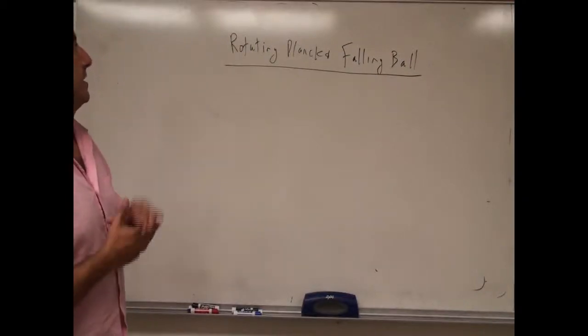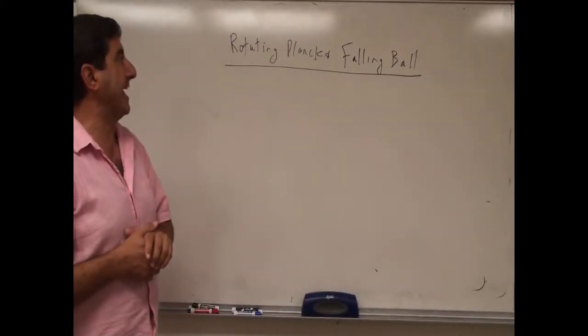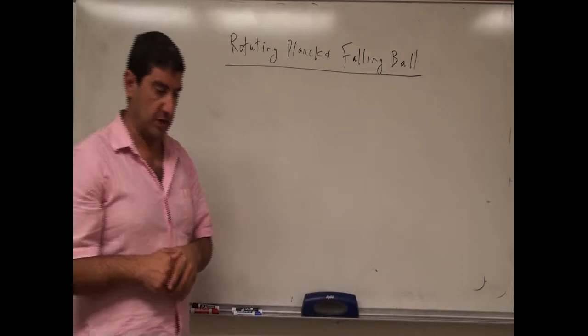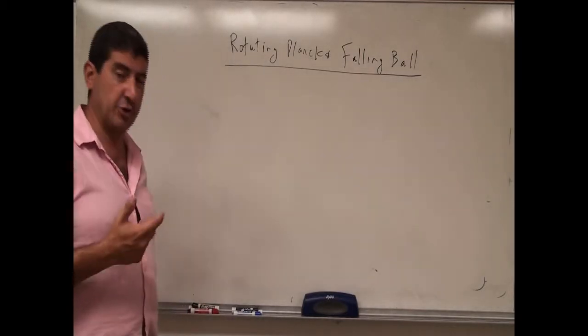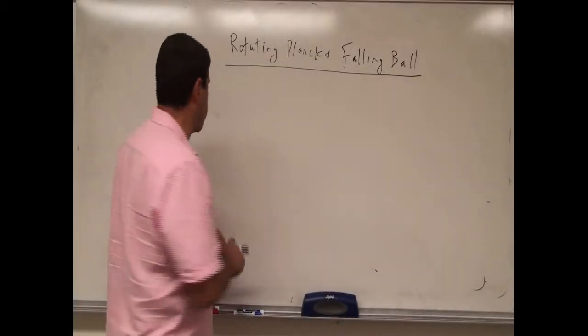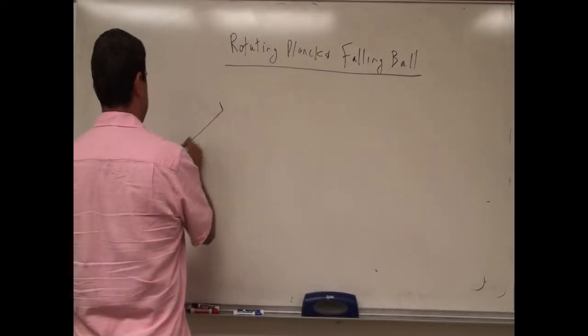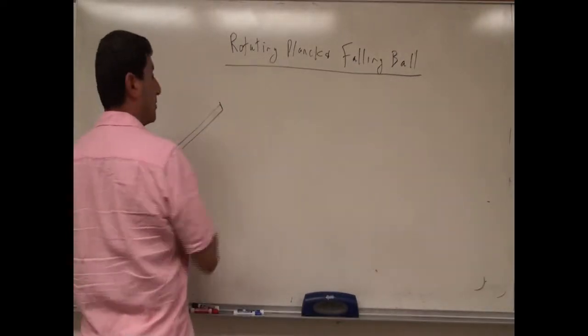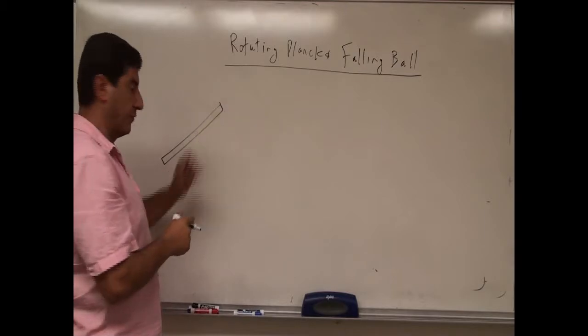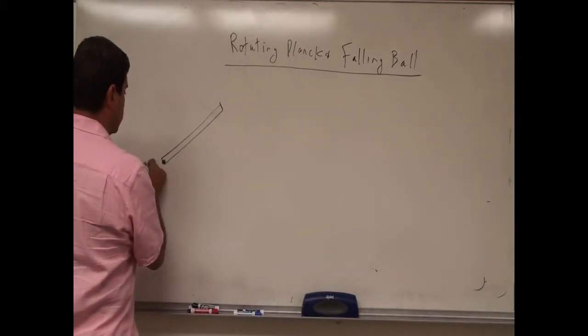Okay, welcome back. The demo I'm going to do now is called a rotating plank and a falling ball. It's an interesting demo, and you can actually do a good physics problem with this. So we have a plank here, uniform. We're assuming the mass is uniform, and it's pivoted about the end.